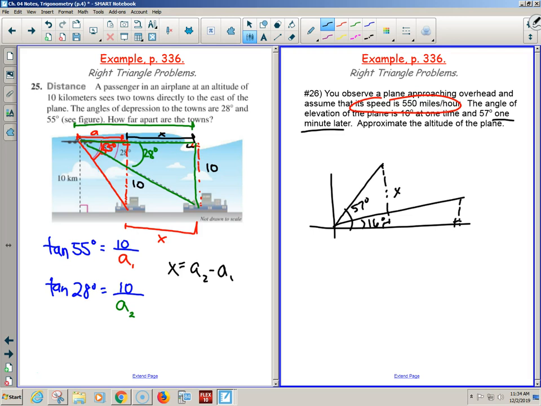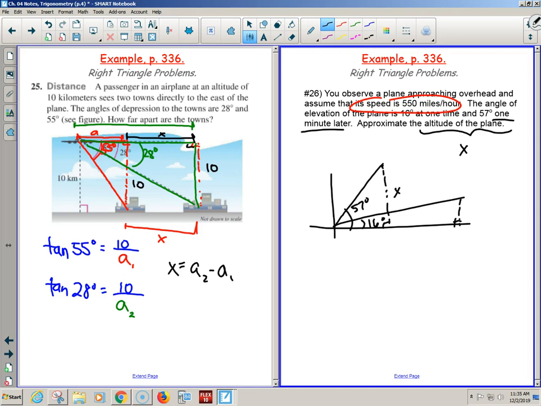Do we know anything about this plane? Besides the angles? We need sides to go with the angles. We don't know anything. Wait, what do we know? We know 2 angles. We have X. No, we don't have X. That's what we're trying to find. We have 90 degrees, and we have 16, and we have 57. That means we can add 57 and 90 and subtract from 180 to get the last angle.